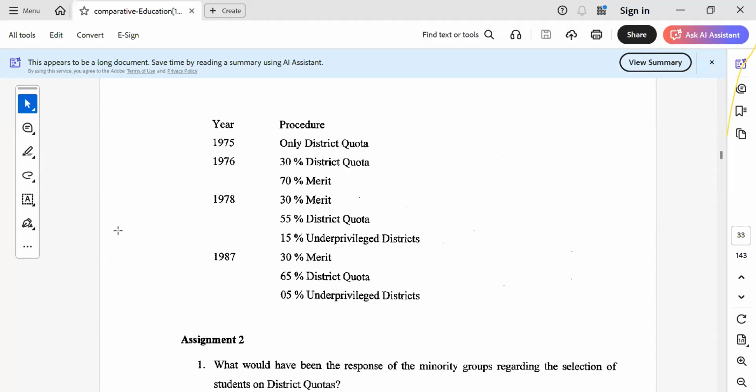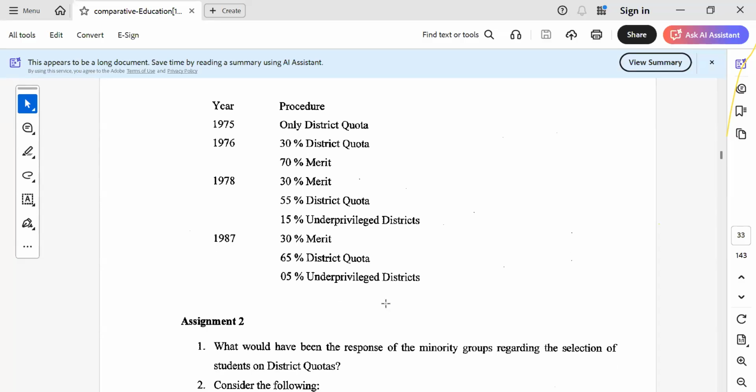So at that time, Kilinochchi, Mannar, right? So that Hambantota, so that type of parts are considered as unprivileged districts. So they gave 15% for them. In 1987, 30% merit, 65% district quota, 5% unprivileged district.